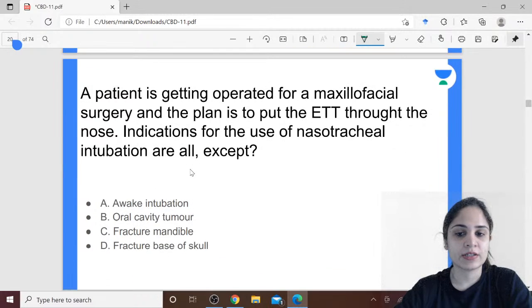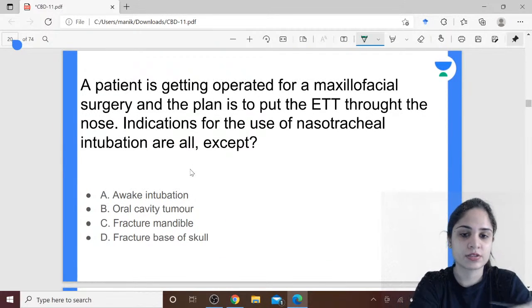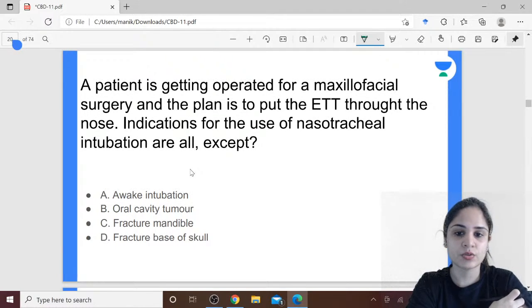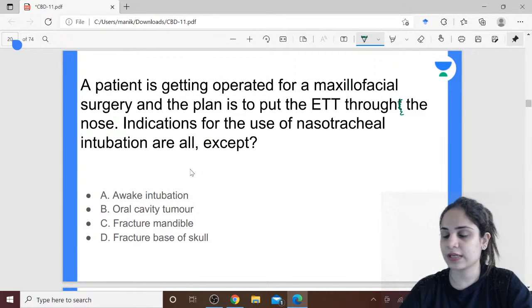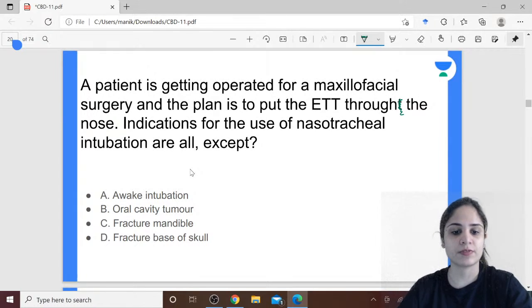A patient is getting operated for a maxillofacial surgery, and the plan is to put an endotracheal tube through the nose. Indications for the use of nasotracheal intubation are all except: awake intubation, oral cavity tumor, fracture of the mandible, or fracture base of skull.